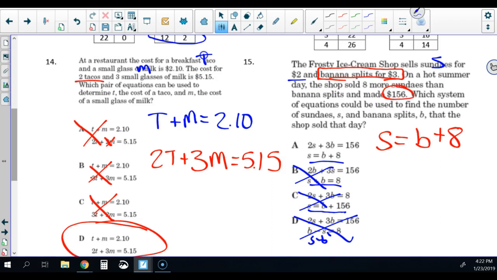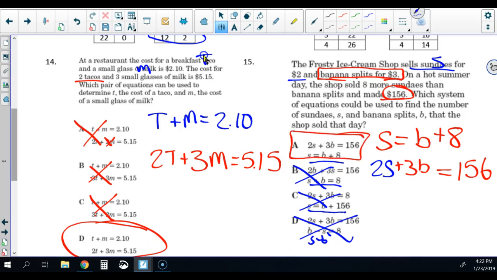They made $156. So where did they make this money from? Well, every S they sold was $2, and every B they sold was $3. So 2S plus 3B is 156. Answer choice A.